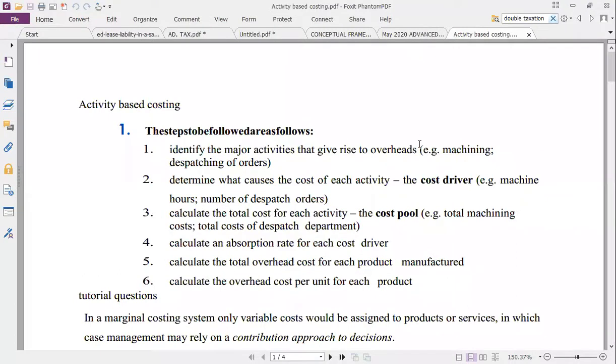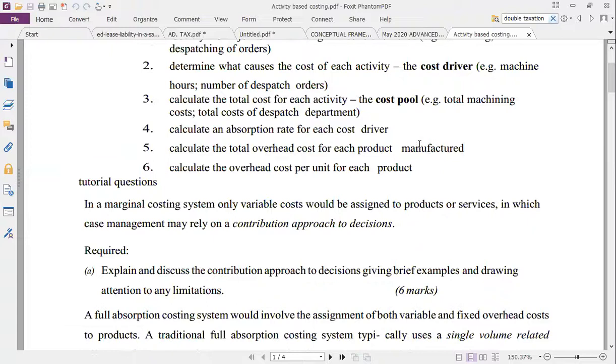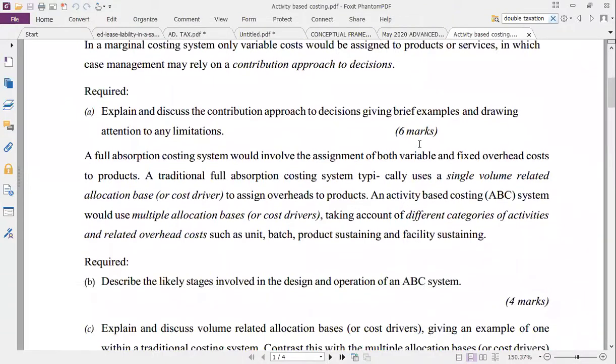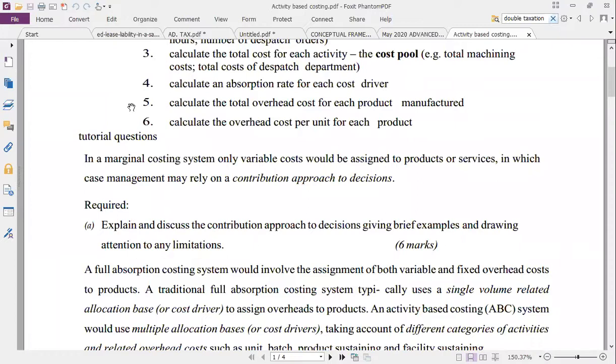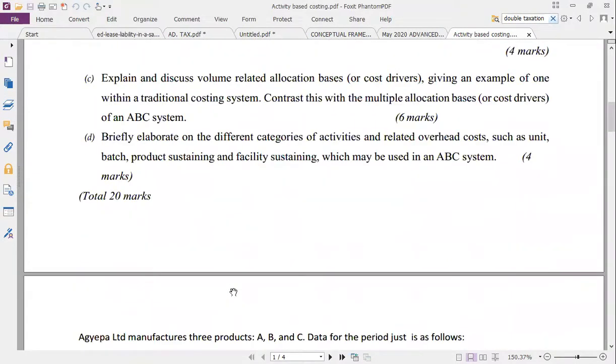I will solve 2 questions out of the 3 target questions. There's some theory in here. That is it. So this one, kindly go to the first set theory. In fact, the final sections of the questions will be: explain and discuss the contribution approach to decision, given brief example, drawing attention to a limitation for absorption cost system. Okay, they are there.